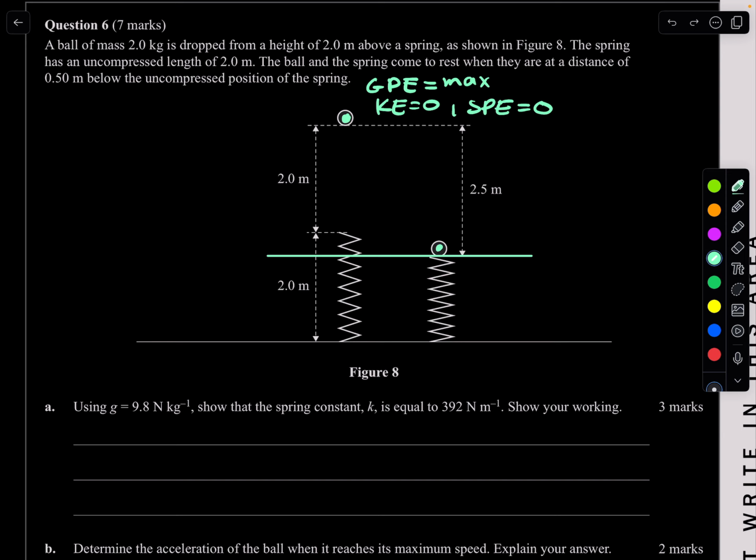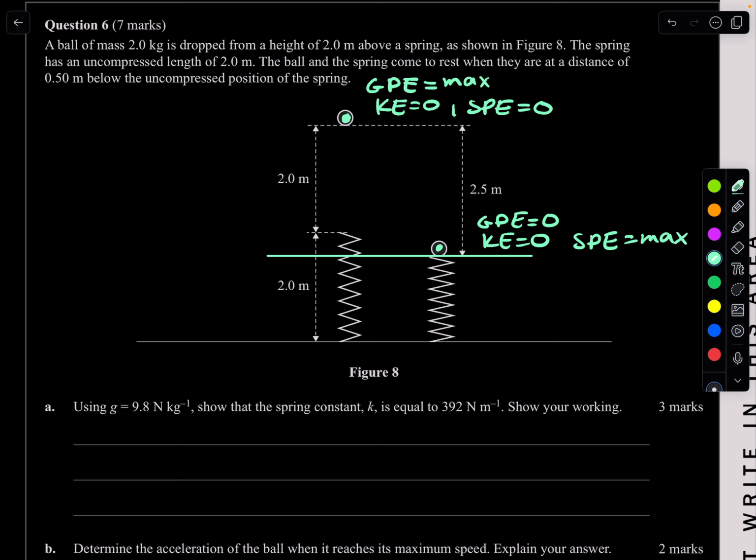At the bottom, what do we know? The gravitational potential energy will be 0 because this is the ground, so there's no height. Your kinetic energy is also 0, because imagine pushing the ball so it compresses the spring down, but for a moment it will be at 0 velocity before it goes up. So all of the energy must be spring potential energy, and it makes sense because the spring is being compressed. That should be the max.